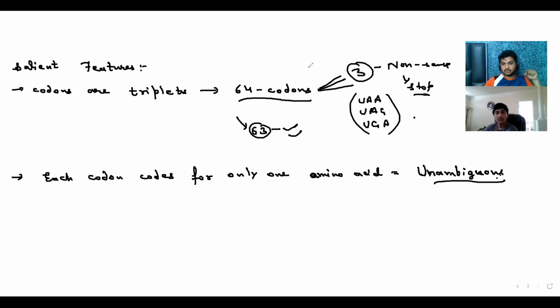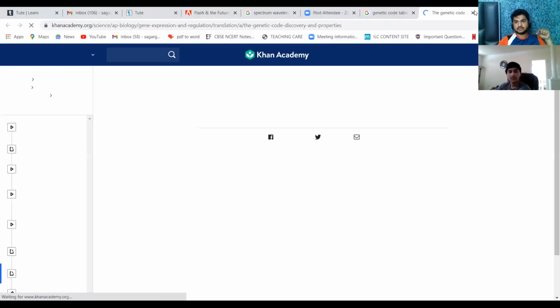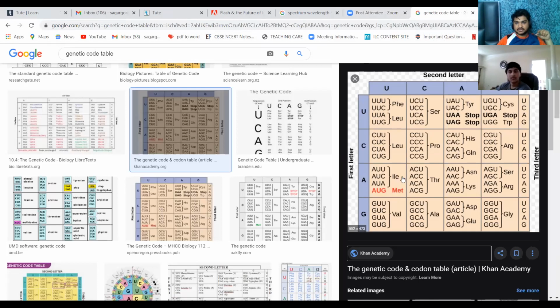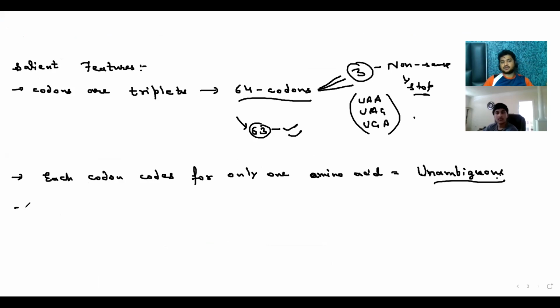More than one codon. Suppose this is leucine, L-E-U. Leucine is coded by one codon, or there are four codons? Four. So it means an amino acid can be coded by more than one codon. This property is called degenerate.